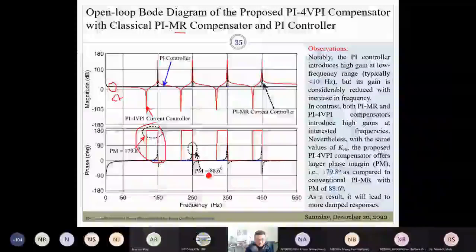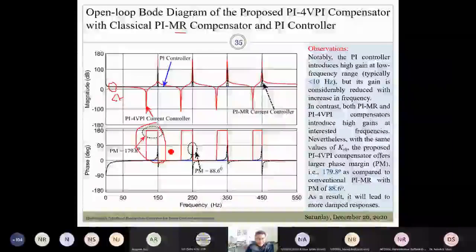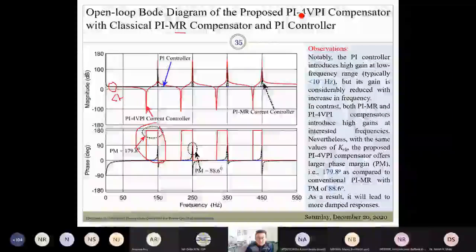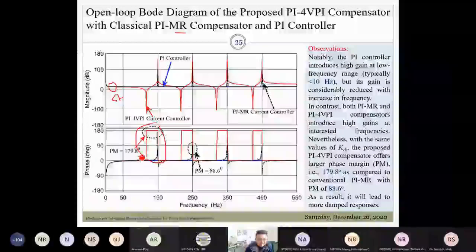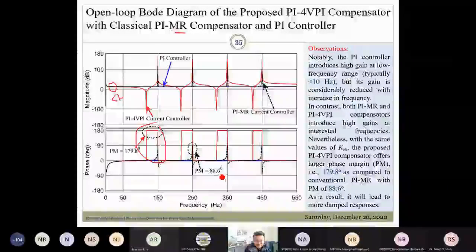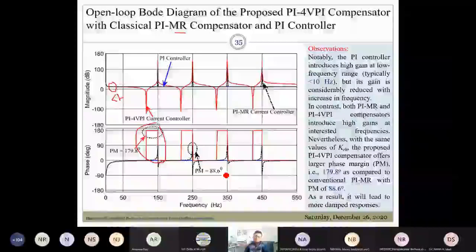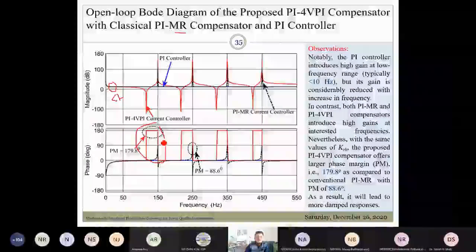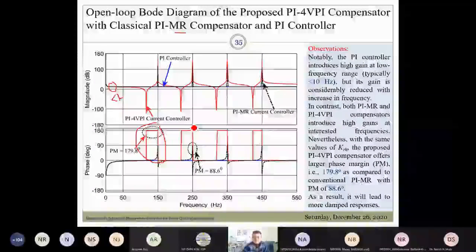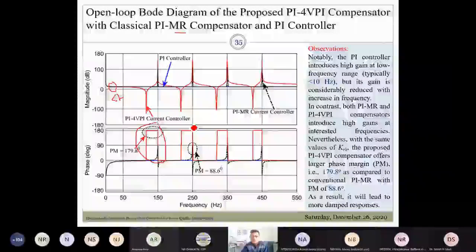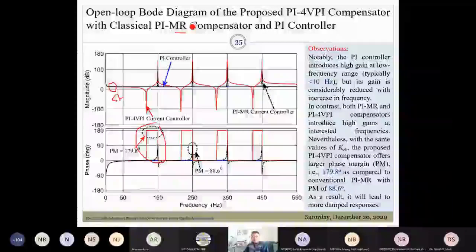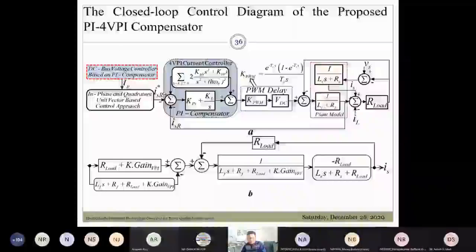For both the PI-MR and PI for VPI controller, the phase margin with the proposed PI for VPI compensator is 179.8 degree, whereas with the classical PI-MR compensator, it is somewhere around 88.6 degree. What does it mean? If you have a higher phase margin, it means you will have good damped responses and the stability of the system would be improved. This is one of the reasons why the PI for VPI compensator is considered to be a promising supplement to its conventional counterparts like the PI-MR compensator and PI controller.